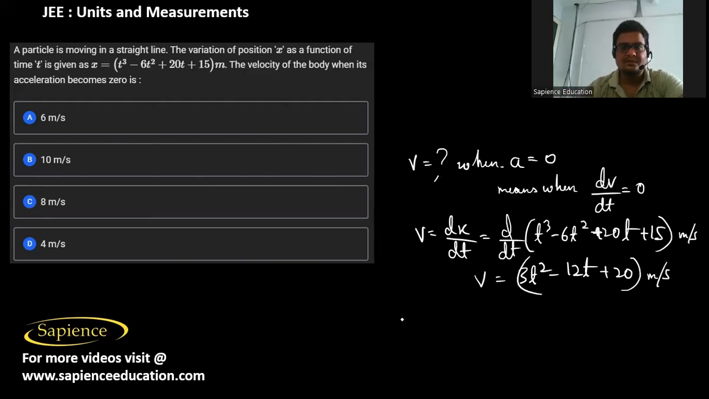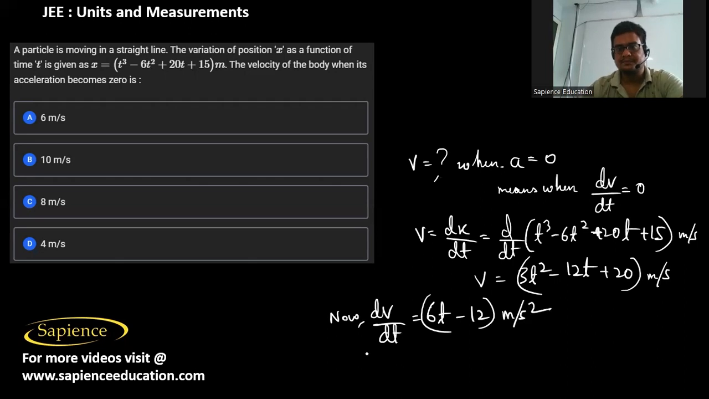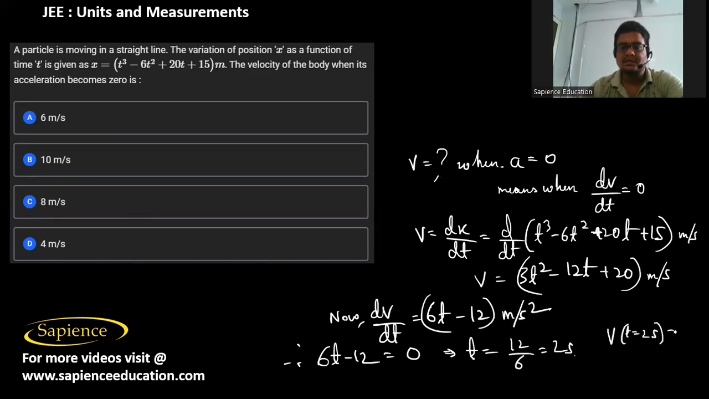This is the velocity. So now dv by dt, that is acceleration, will be 6t minus 12 meter per second square. So therefore 6t minus 12 is equal to 0 when t will be equal to 12 by 6, that is equal to 2 seconds. So we have to find the velocity at t equal to 2 seconds, that is being asked.